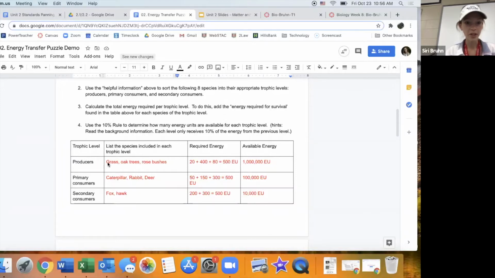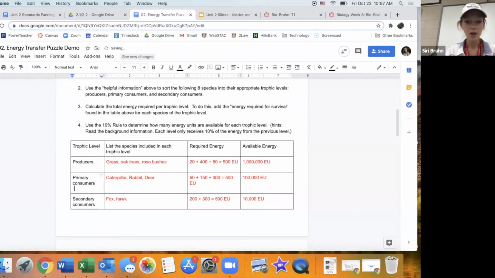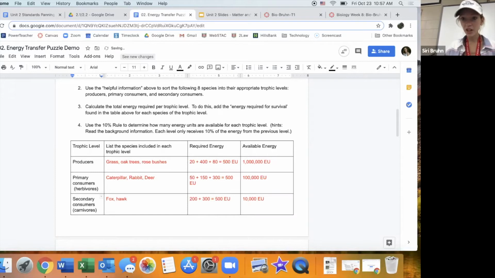For producers, I looked for all the plants. For primary consumers, I looked for all the herbivores. And then for secondary consumers, I looked for all the carnivores. Now, we didn't get to tertiary consumers in this table, but you do have a question that involves one in the analysis. So then I added up the energy that each of these species required.